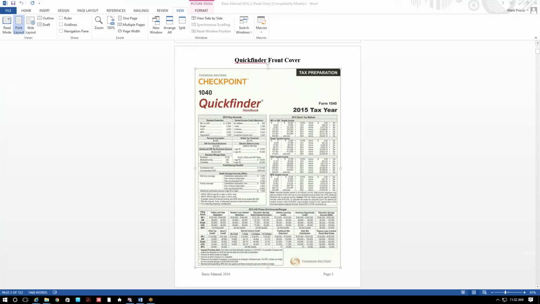This video demonstrates how to use the front cover of the Quickfinder. I'm going to zoom in.